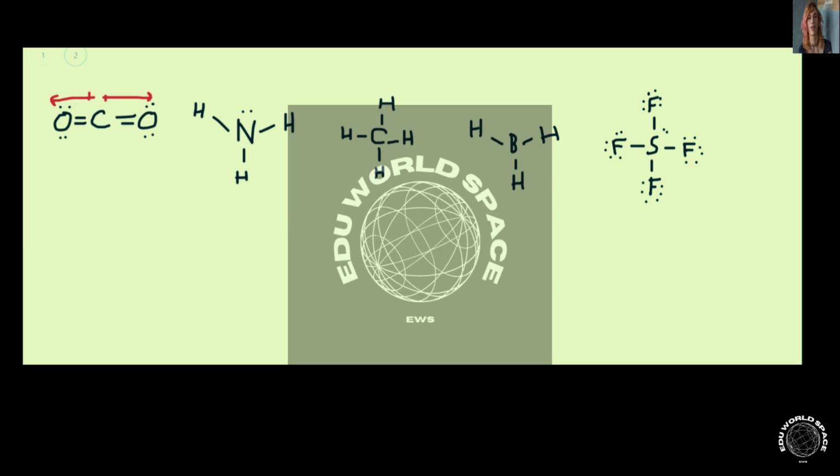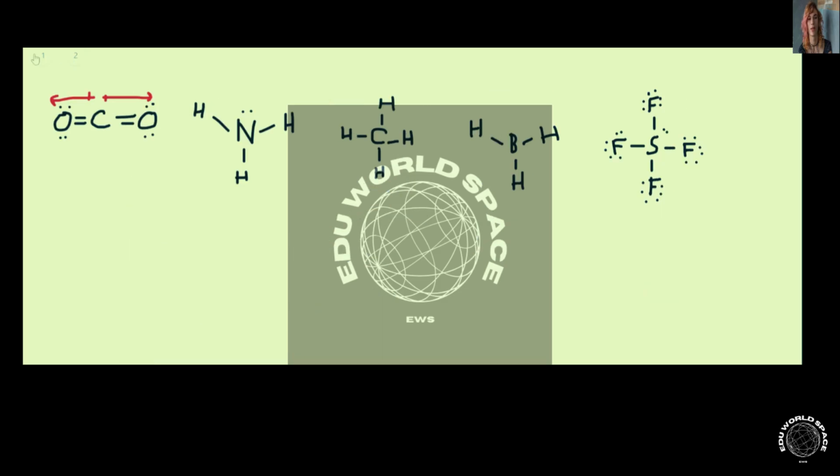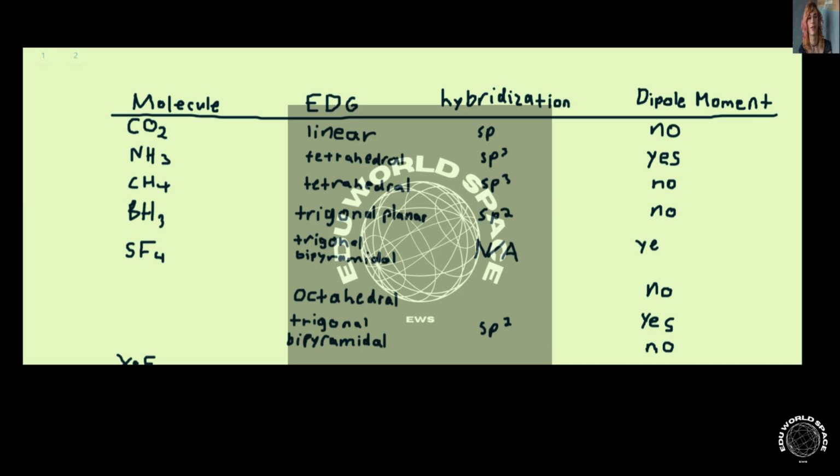So you would still have d orbitals involved in this interaction, but conventionally that's not the way we think when we talk about hybridization. So I would say that you would put N/A here. It's not going to be our conventional way of understanding hybridization. And because it's trigonal bipyramidal, we are going to have a dipole moment. So yes. Now for the next one.